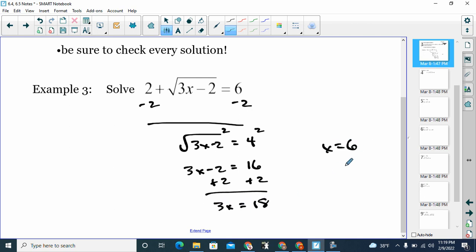And then we should very easily be able to solve for x. X equals 6. Again, before you circle it, move on, it is important to check your solution. So plugging 6 in for x, I get 3 times 6 is 18, minus 2 is 16. Square root is 4. 2 plus 4 does indeed give me 6. X equals 6 is correct.